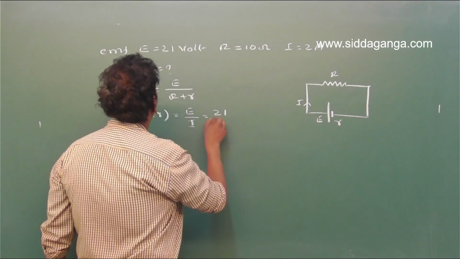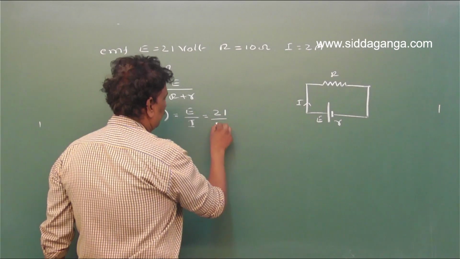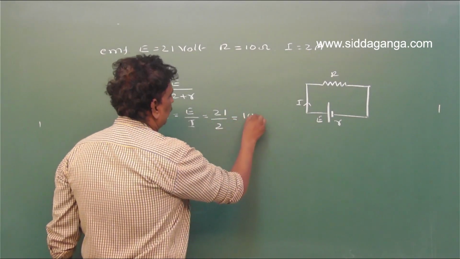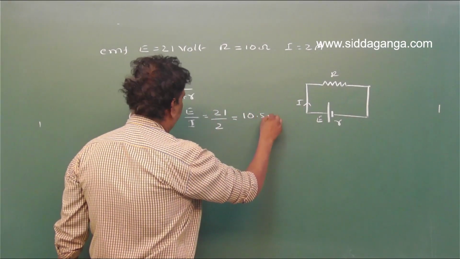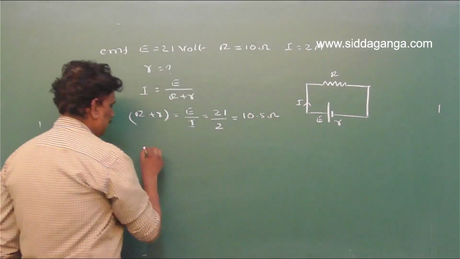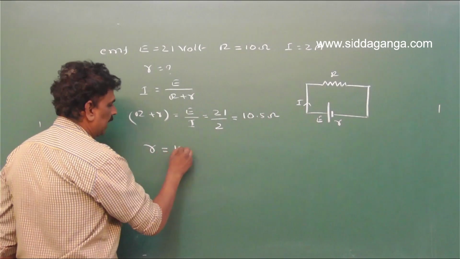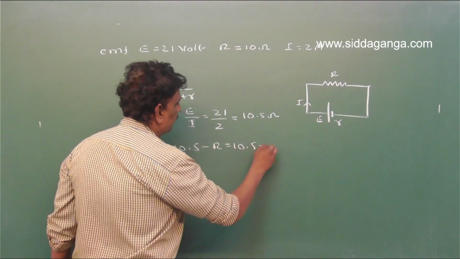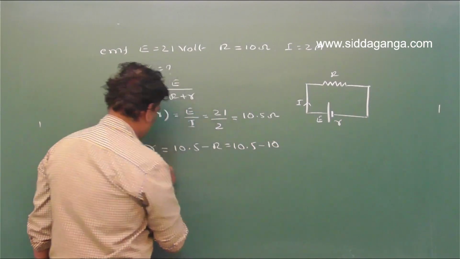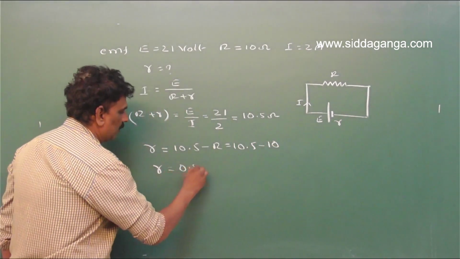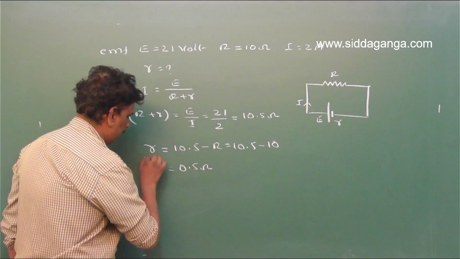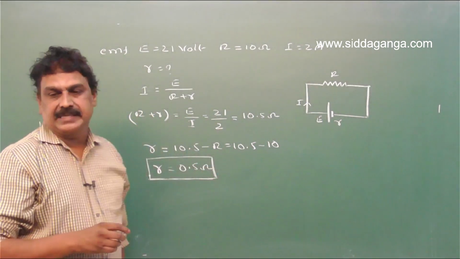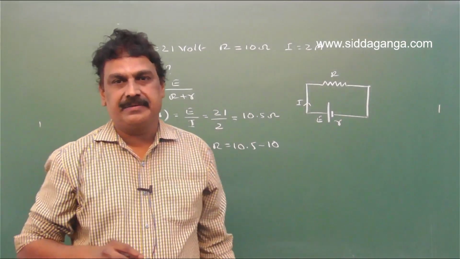that is equal to 21 by 2, that is equal to 10.5 ohm. So r is equal to 10.5 minus R, that is 10.5 minus 10, or r is equal to 0.5 ohm. So the answer is 0.5 ohm.